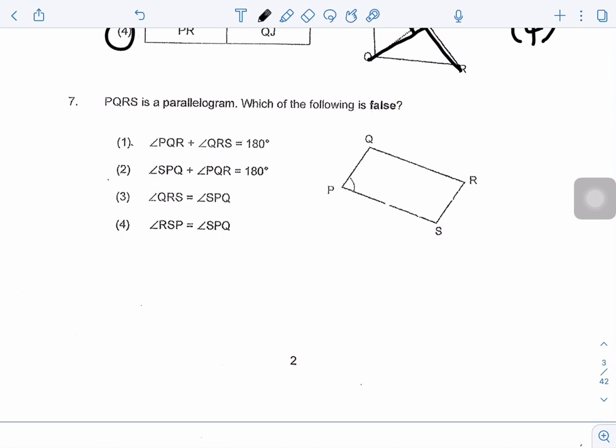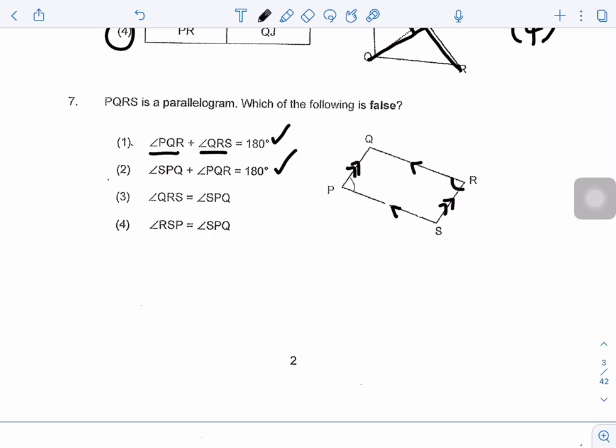PQRS is a parallelogram. Which of the following is false? PQR and QRS. PQR is over here and QRS is 180 degrees. That is correct because of the C rule. This is correct. SPQ is here and PQR is here. They add up to 180 degrees. That is correct as well. It's the C rule, 180 degrees. So this is correct.